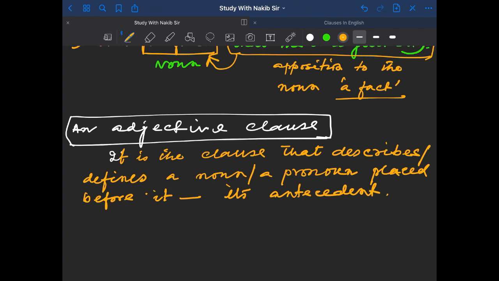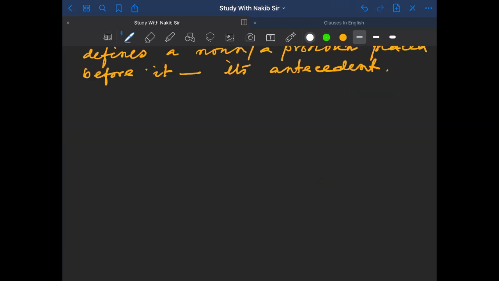It is a clause that, like an adjective, describes or defines a noun or a pronoun placed before it, meaning before the clause. Okay, the noun or pronoun before the clause is called an antecedent. Now see the example.